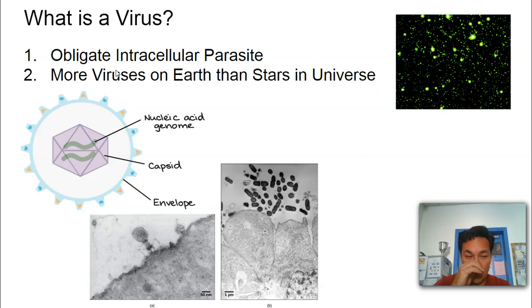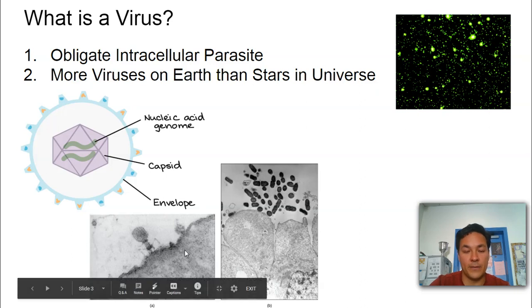So in other words, viruses can't exist without cells. There are more viruses on Earth than there are stars in the universe. That's amazing. There's more viruses in the country of Oman than there are grains of sand on the Oman beaches and in the Hiba Desert. Okay, so there's lots of viruses.